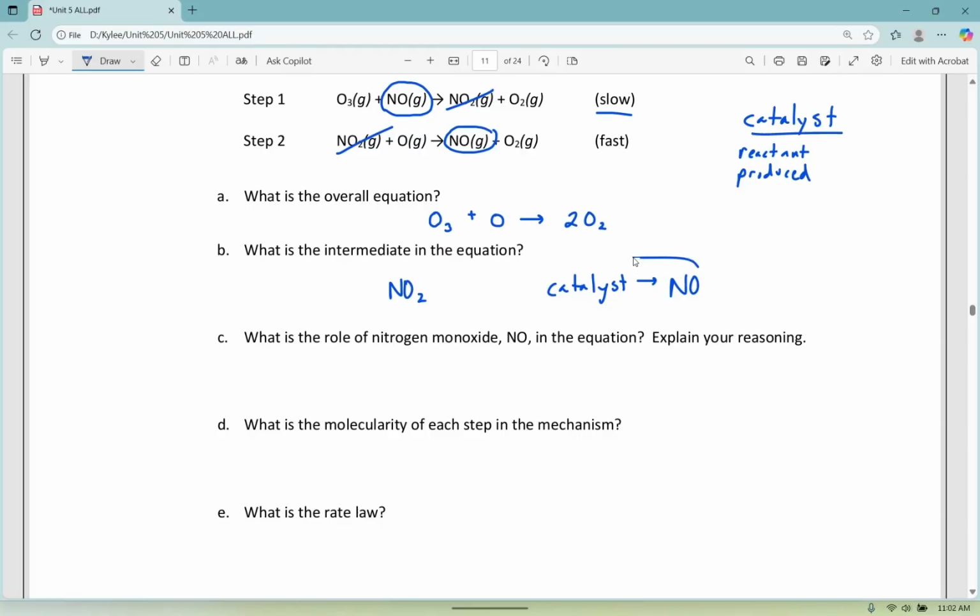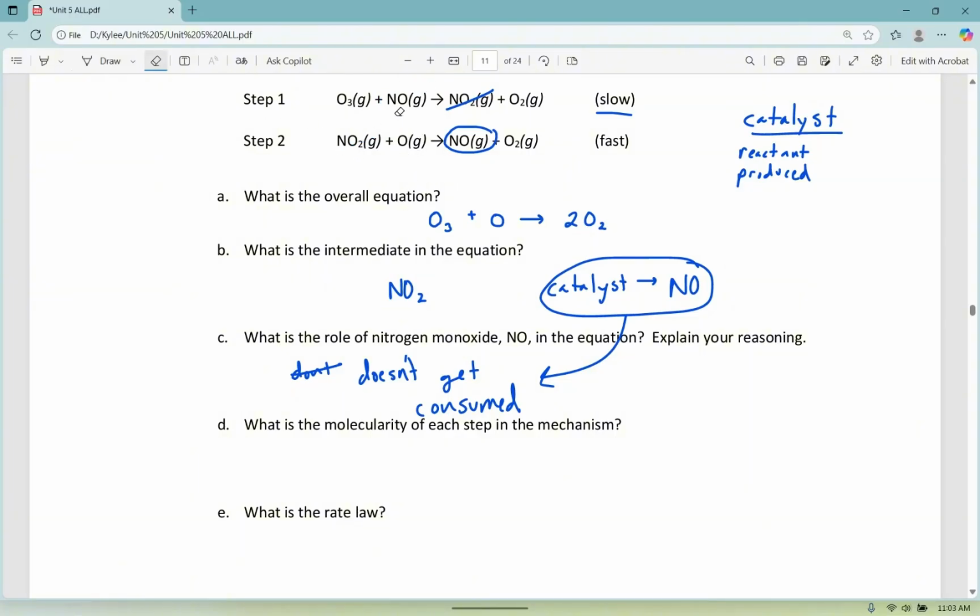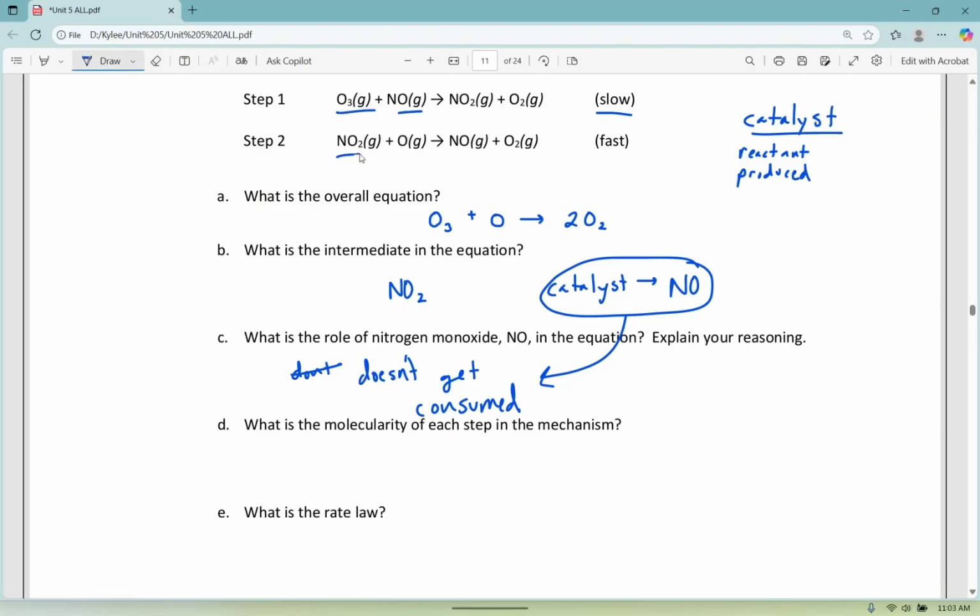What's the role of the NO? It's a catalyst. And how do we know that it's a catalyst? Because it does not get consumed by the reaction. If it was a reactant, it would get used up. What is the molecularity of each step in the reaction? The steps in this reaction would be bimolecular. Both of them have just 2 particles that would be colliding, bimolecular.